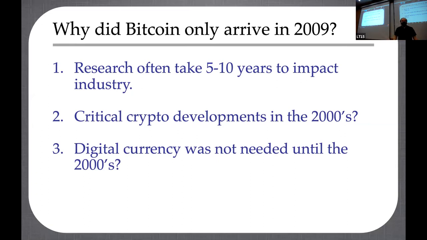Maybe, and I've heard some people argue, there were some critical crypto developments in the 2000s that led to Bitcoin. There was a new understanding of hash functions, a new understanding of proof of work. This is what really enabled it. Maybe we didn't need digital currency until the 2000s. In the 1990s, there wasn't enough of an internet to matter. We didn't need Bitcoin. These are all fine answers and worth thinking about.